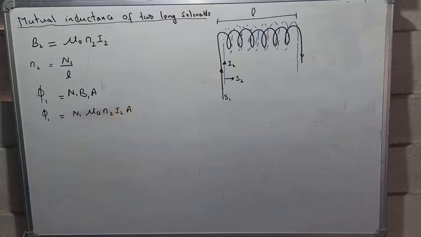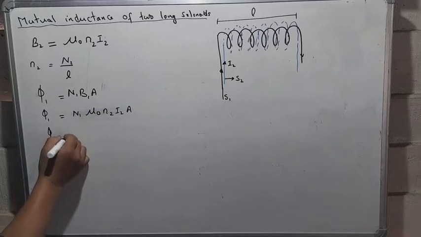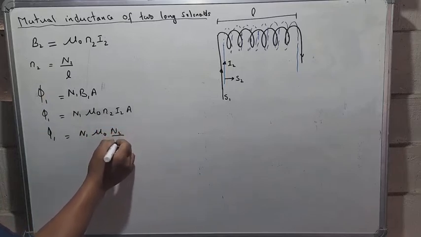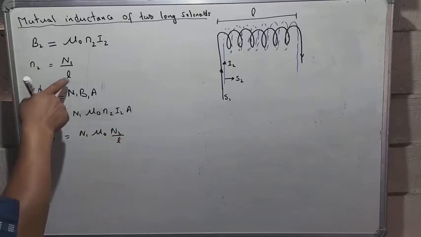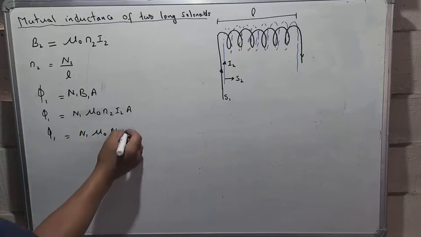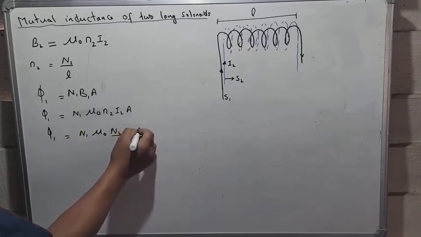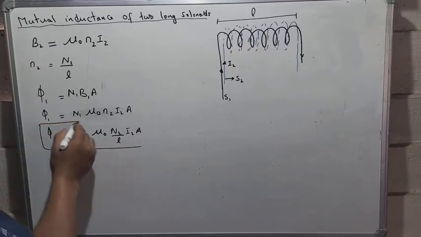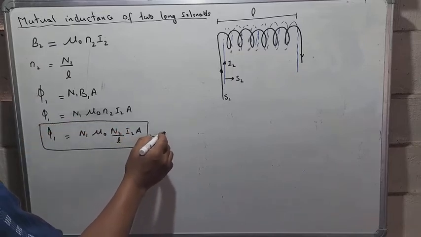So this is the magnetic flux. Or this phi 1 equals N1 mu naught. Now how much is N2? N2 is the number of turns per unit length in the second solenoid, and for that we write capital N2 upon L, times I2, times A. So this is the magnetic flux inside the first solenoid.